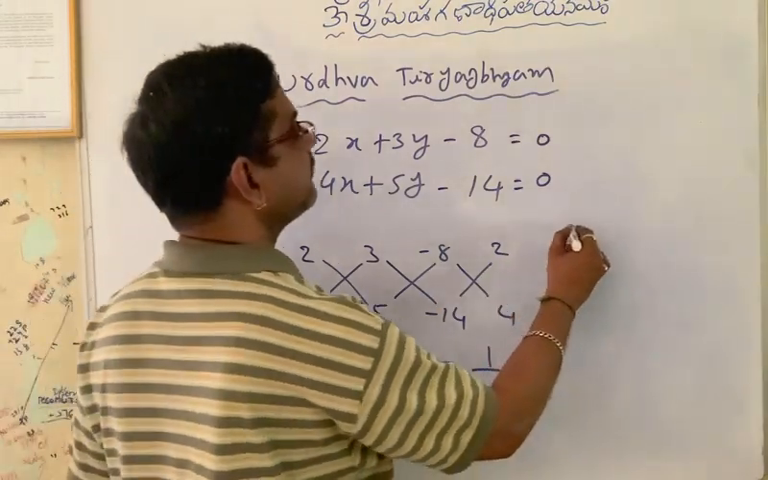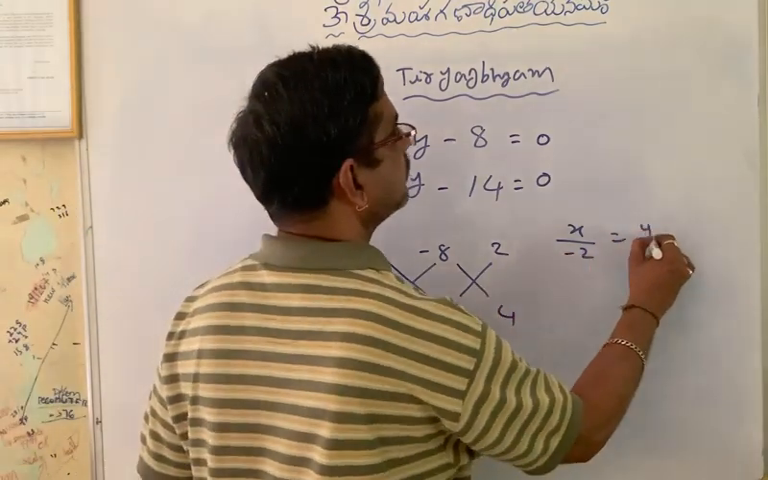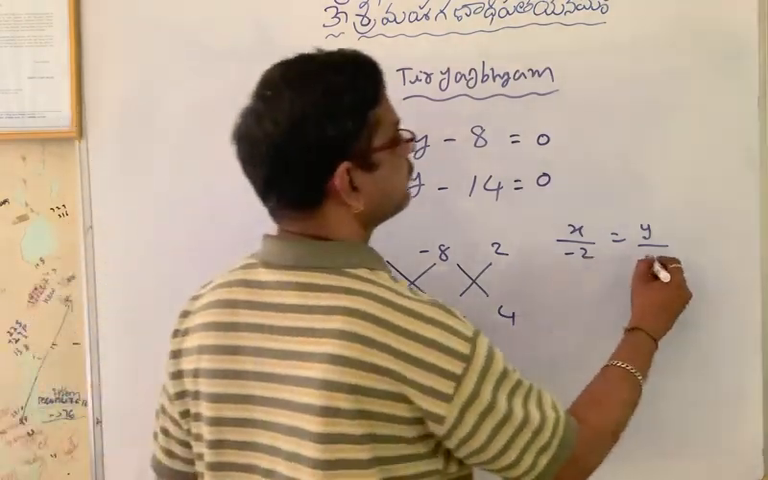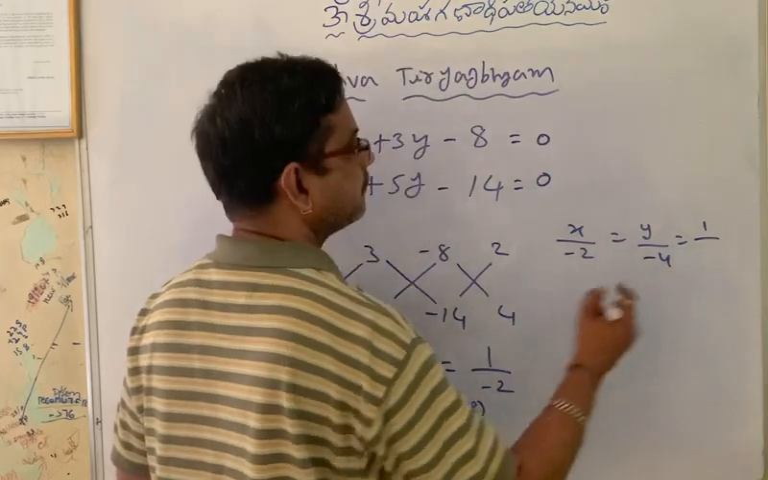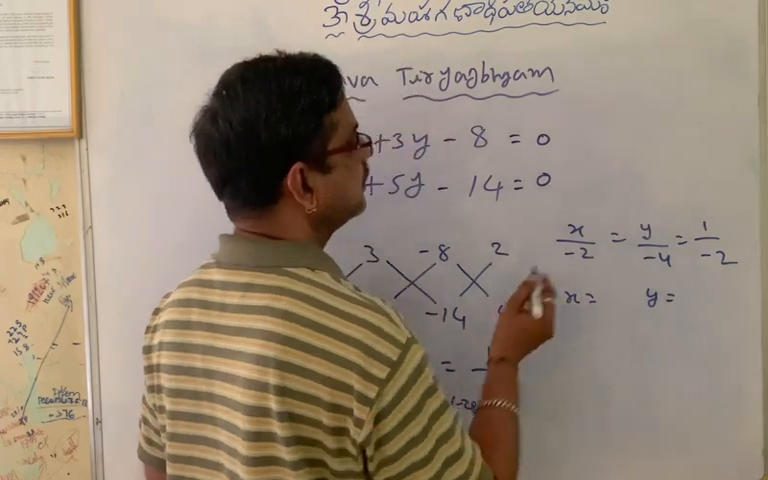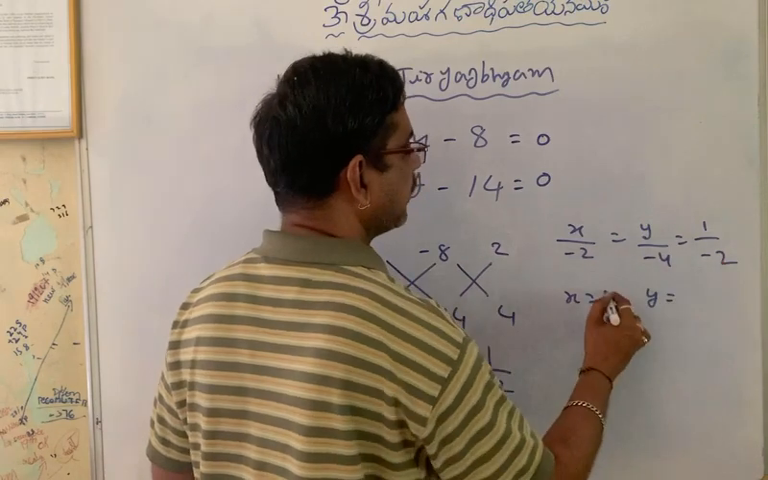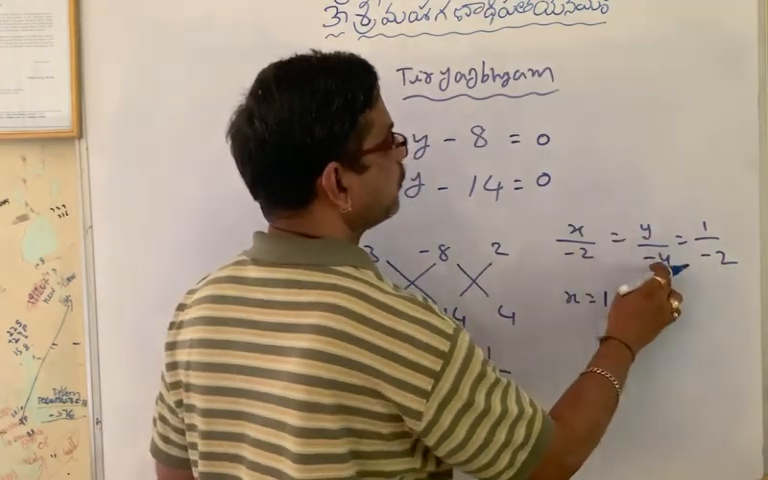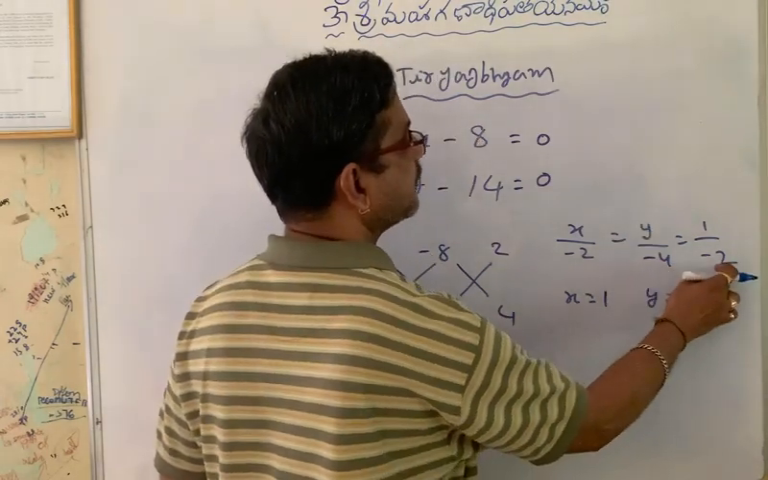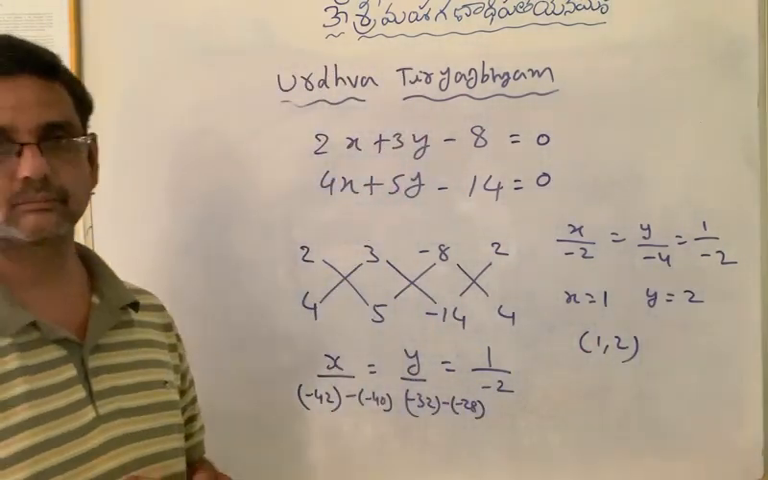When we simplify this, for x we will get minus 42 plus 48, which is minus 2. The denominator of y is minus 32 plus 28, which is minus 4. And 1 by minus 2. Now how to find x and y from this? x is equal to minus 2 by minus 2, which is 1, and y is equal to minus 4 by minus 2, which is 2. So the common solution is 1 comma 2.